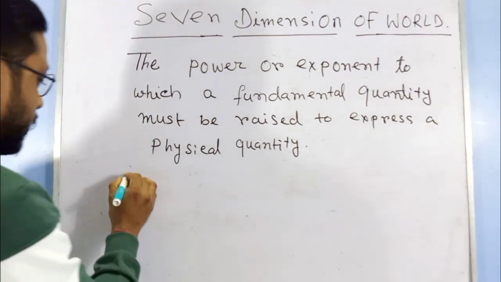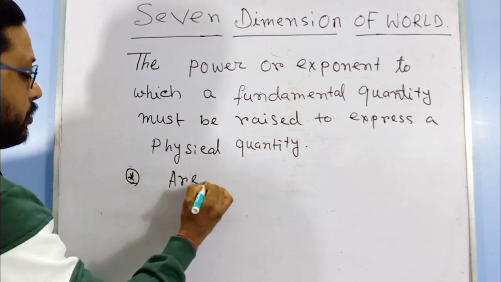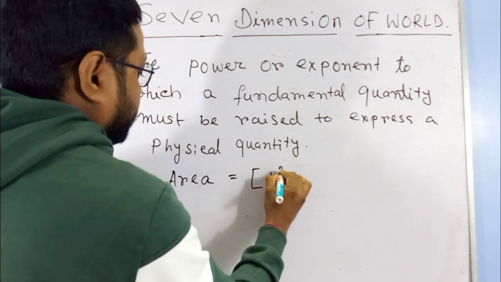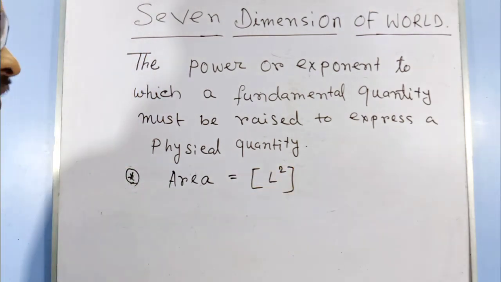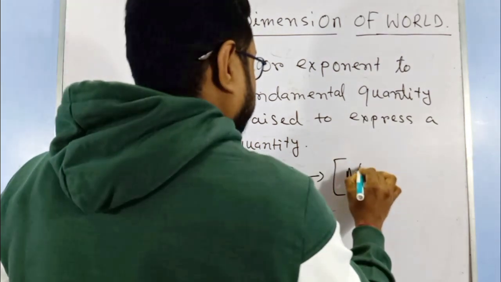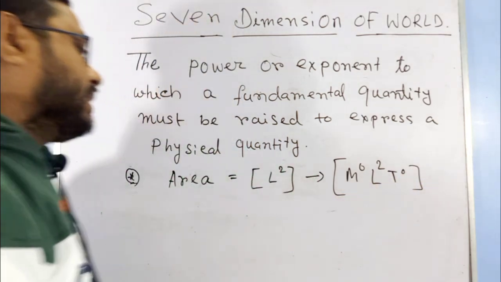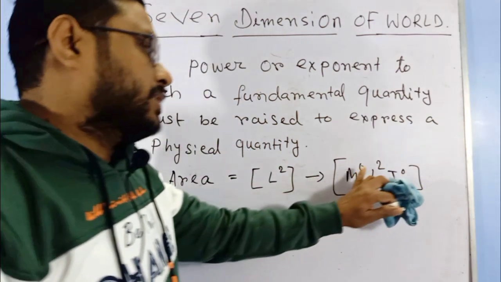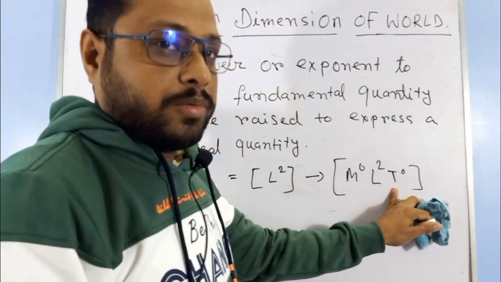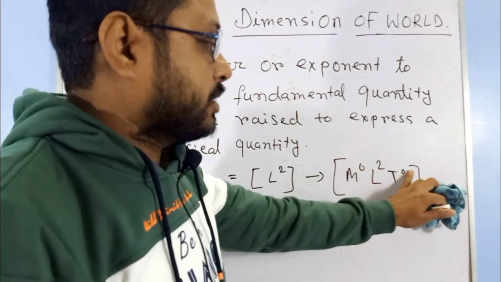Suppose we choose the dimension of area, this is length into length, that is L square. In terms of mass, length and time, we can write it as M naught L square T naught. So, we can say the dimension of area is 0 in mass, 2 in length, 0 in time.